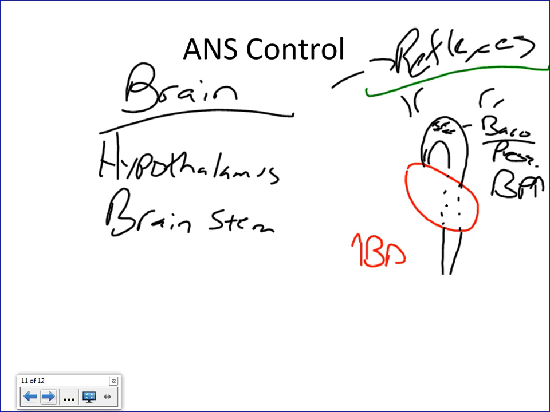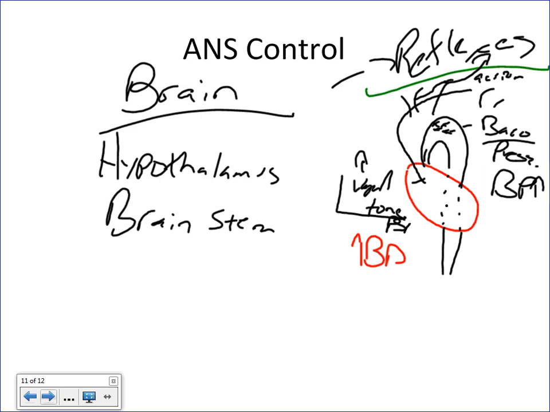In the carotid arteries and the arch of the aorta, that will increase the rate of action potentials to what's called the vasomotor center and the cardiac centers of the brainstem. In turn, that's going to increase your vagal tone. And remember, the vagus nerve is parasympathetic. What's that going to do to your heart rate? It's going to decrease your heart rate.